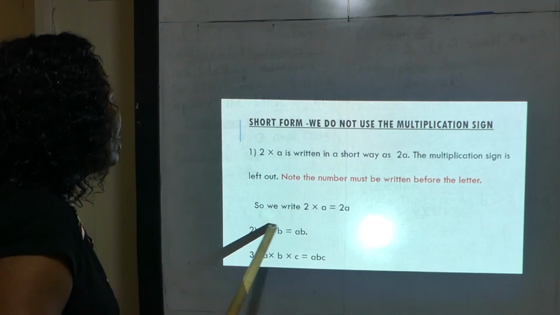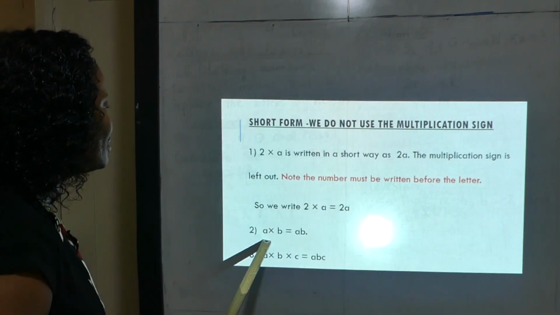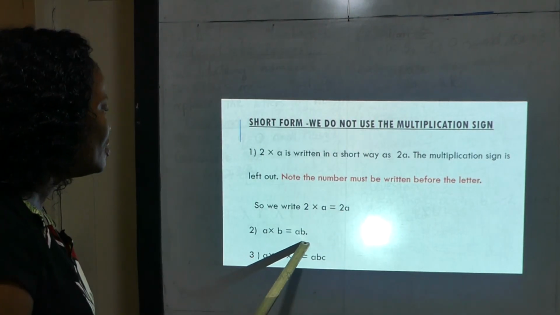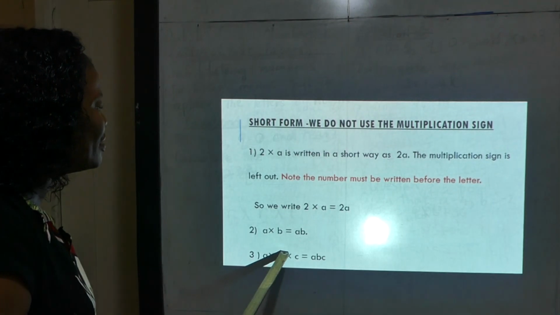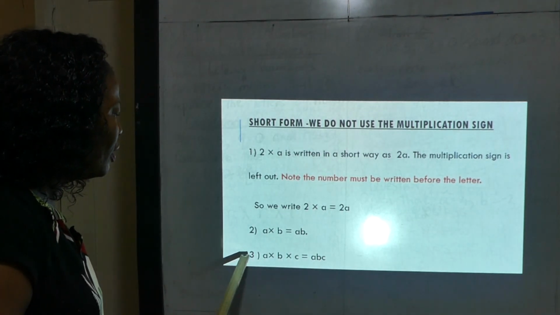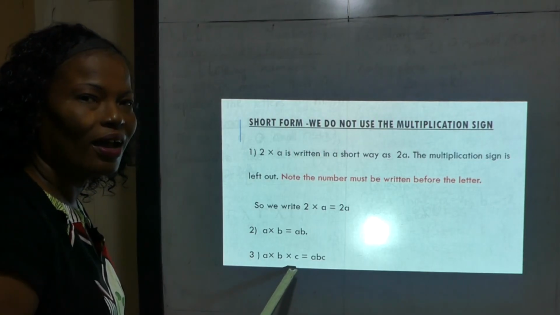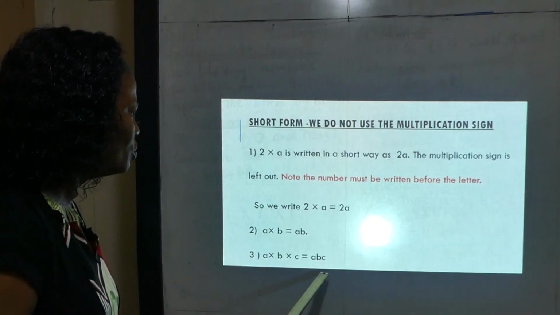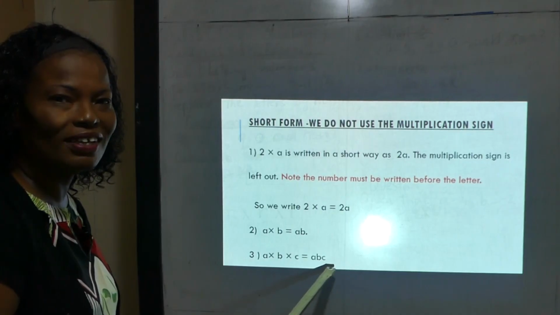So, we write 2 times A, 2A. A times B, similarly, is AB. A times B times C, ABC. The multiplication signs are all left out. In short form, it's ABC.